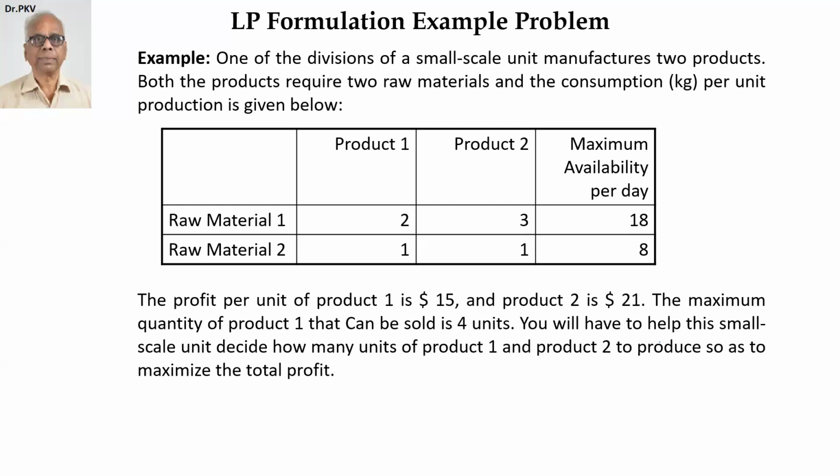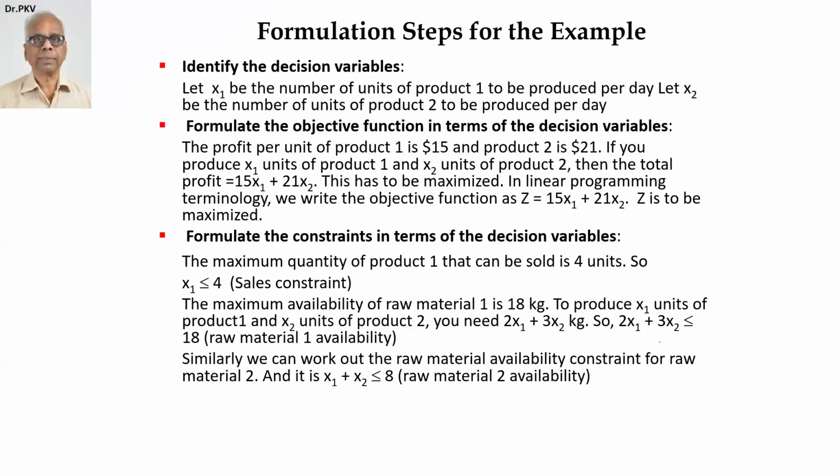Now, how do we formulate this problem? Let us apply the steps. First step, identify the decision variables. So we symbolize, let X1 be the number of units of product 1 to be produced per day. Let X2 be the number of units of product 2 to be produced per day. These are symbols so that we can formulate the problem in an easy manner.